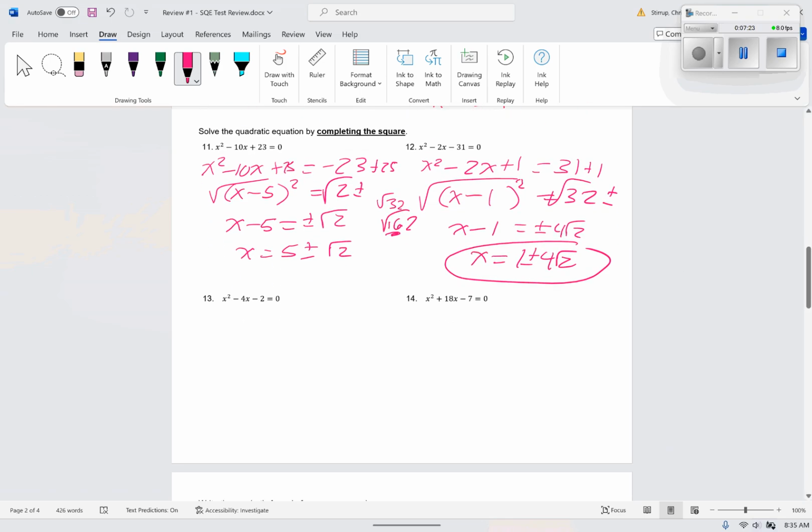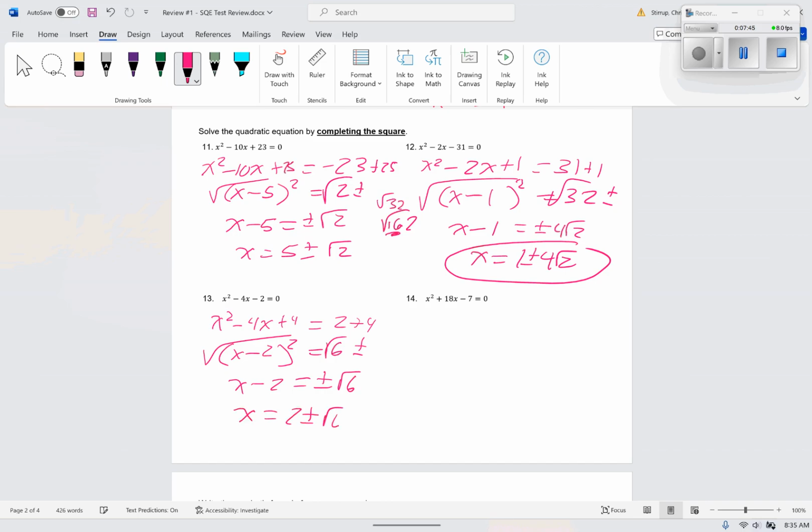Number 13, let's add the 2 to the other side. Leave the space. Set your parentheses up. X, this sign has to come down. Half of 4 is 2. 2 squared is 4, so add 4 to both sides. Root. X minus 2 equals plus or minus root 6. Add 2 to both sides. There's our answer. Number 14, move the 7 over.